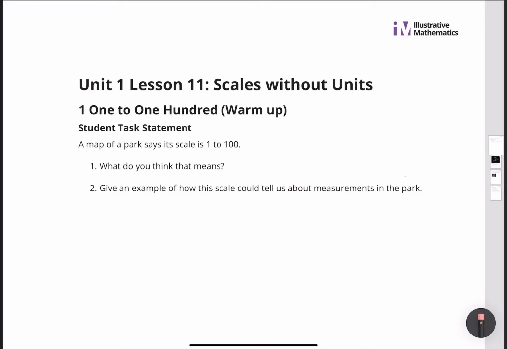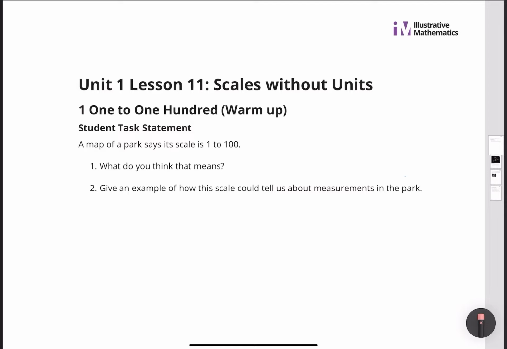Okay, guys, let's look at Unit 1, Lesson 11, Scales Without Units. The warm-up first starts off saying a map of a park says its scale is 1 to 100. Notice that this ratio does not have any units. It wants us to really think about what it means with something saying 1 to 100, okay?